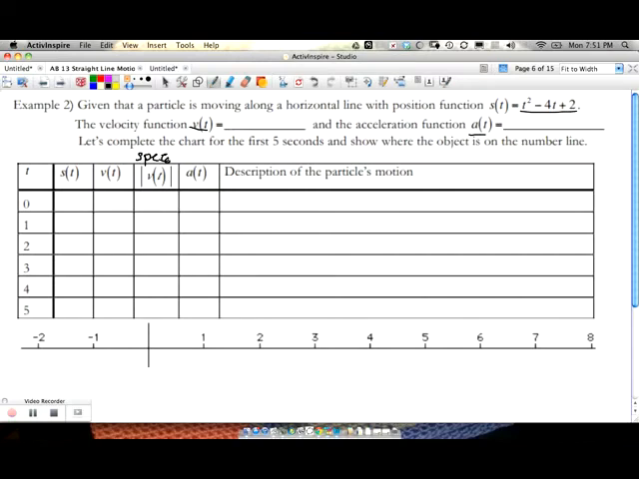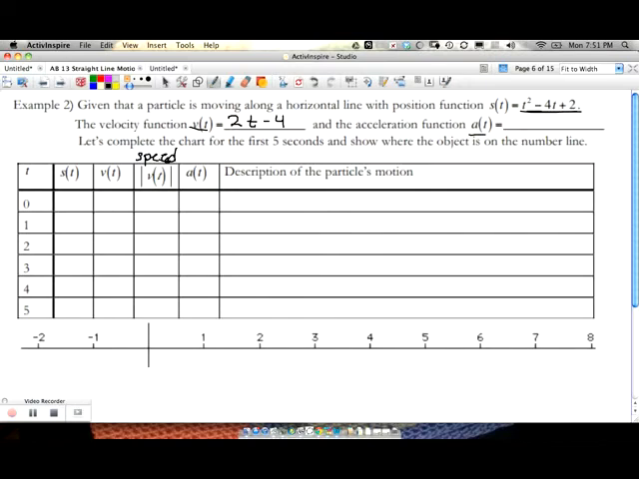So let's start out with velocity. Velocity is the derivative of position, because it's the measure of the rate of change of position. So that's going to give us, if I were to put the derivative here, 2t minus 4. Then I take the derivative again to get acceleration. The derivative of 2t minus 4 is just going to be 2.